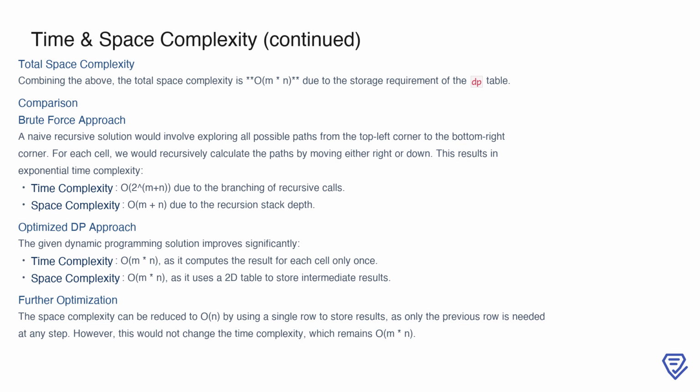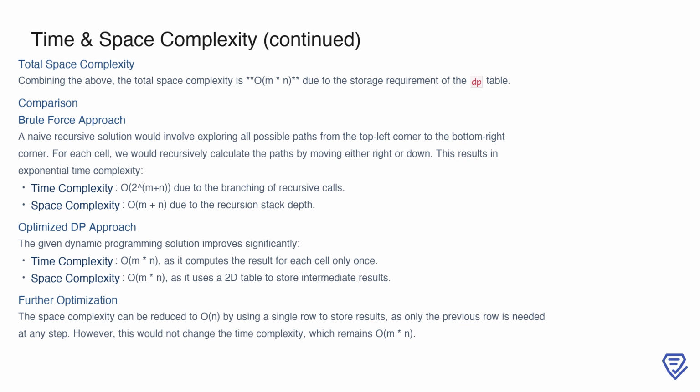To put this into perspective, let's compare this dynamic programming approach to a brute force solution. In a naive recursive method, we would explore all possible paths from the top left to the bottom right corner. At each cell, we would recursively calculate paths by moving either right or down, leading to an exponential number of recursive calls.